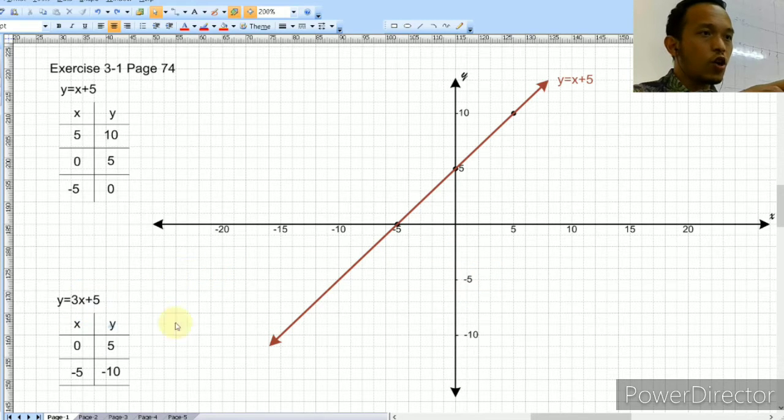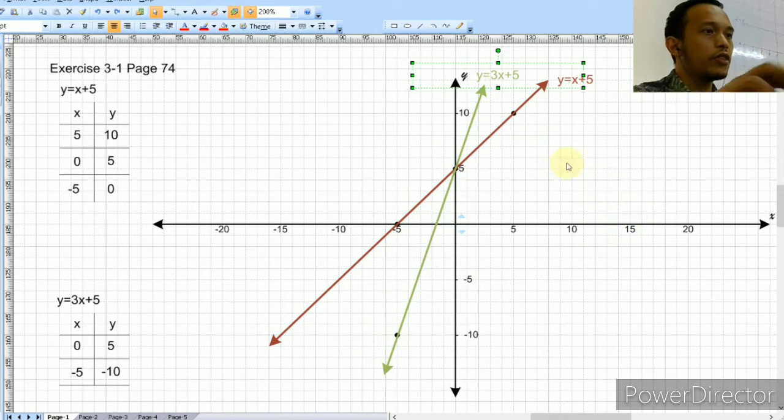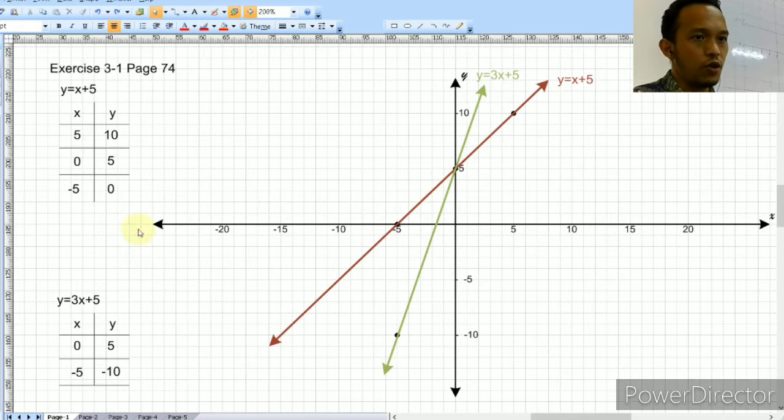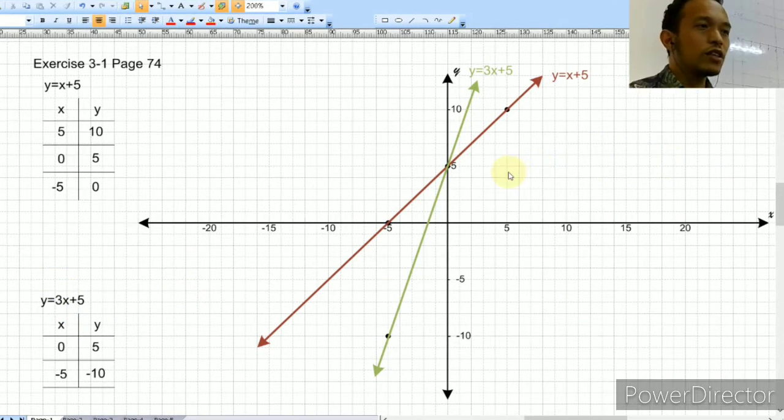So 0, 5, we already have the dot here. And the second pair is this one, negative 5, negative 10. When we connect them with a line, this green one, this is the solution of your function, y equals 3x plus 5. Remember that this line shows all ordered pairs that satisfy this equation. Now let's go to the third one.